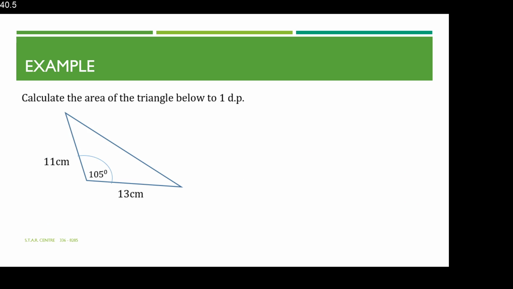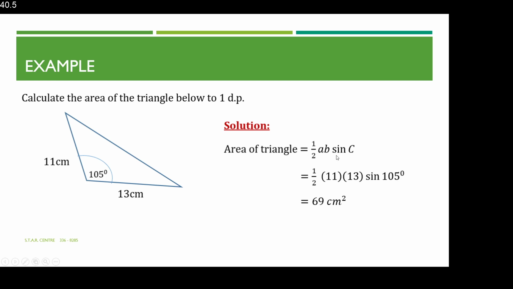Example, calculate the area of the triangle below to 1 decimal place. So area of a triangle equals a half ab sine C. So this is our angle and the two sides that are adjacent to that angle. So just substituting into our formula, we would have a half multiplied by 11 multiplied by 13 multiplied by sine 105 degrees. And just putting all of this into the calculator would give us 69 centimeters squared. And just another thing to point out would be that when we are working any of the trig functions in our calculator, it's important what mode the calculator is in because it does affect the answer. So for CSEC Mathematics, your calculators should be in degrees mode.